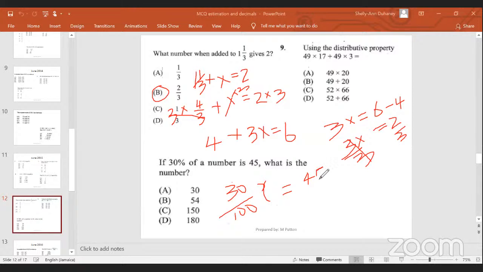Any of my bright students can cancel. The answer is 150. Work it for me now. Miss, I can cancel. All right, what may I cancel? The 30 and 100. All right, so I cancel 30 and 100 and I get 3 over 10. So all right then, so we end up with 3 over 10 x, is equal to 45.